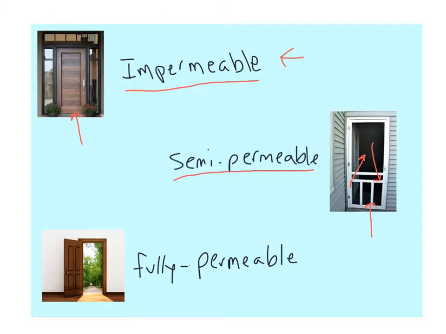That's what's called semi-permeable. Some things can move in and out through it, but others are blocked. And this is what our cell membranes are like. They're semi-permeable. Some things can go in and out, but others get blocked.